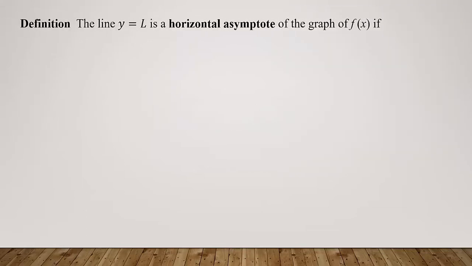Look at this definition. The definition says the line y equals L is a horizontal asymptote of the graph of f of x if the limit as x approaches infinity of f of x is L, or the limit as x approaches negative infinity of f of x equals L. Well, folks, just like we saw in the prior section, we can turn things around and we can use our knowledge of an asymptote to tell us a limit. It's the same thing here. We're going to use our knowledge of how to find a horizontal asymptote. And if we know where there's a horizontal asymptote, then it tells us these limits.